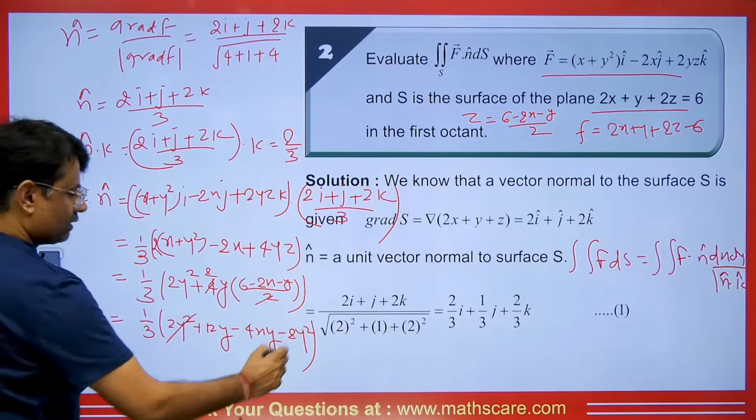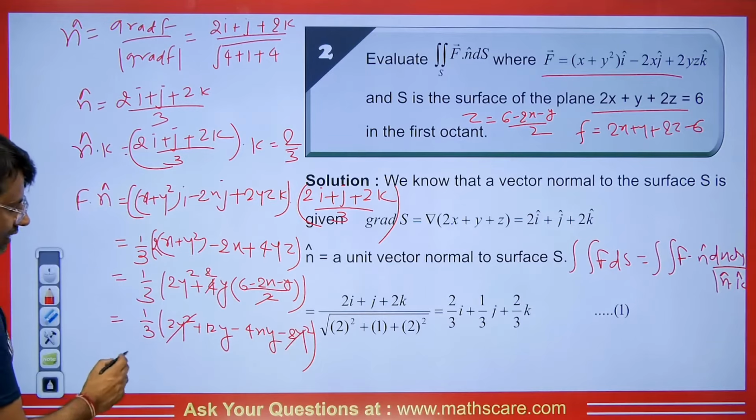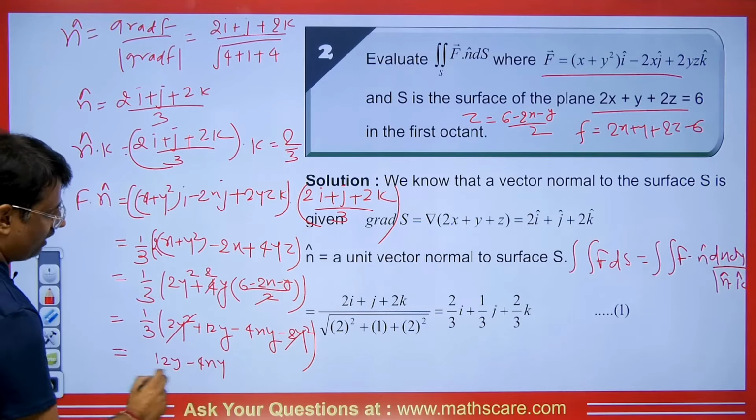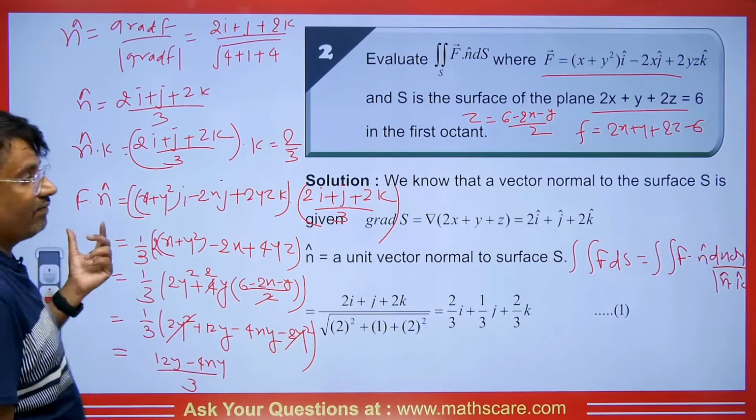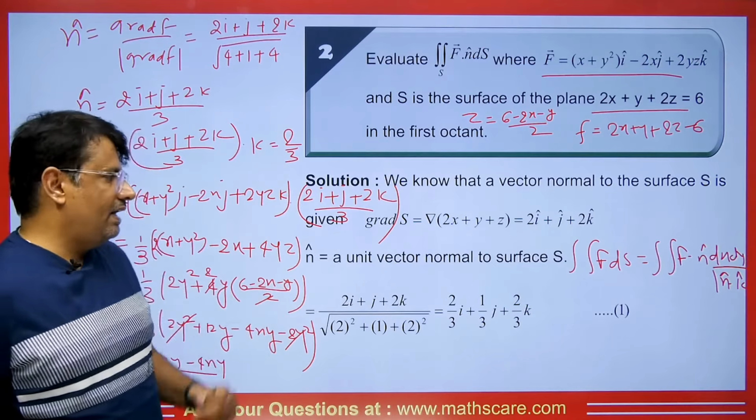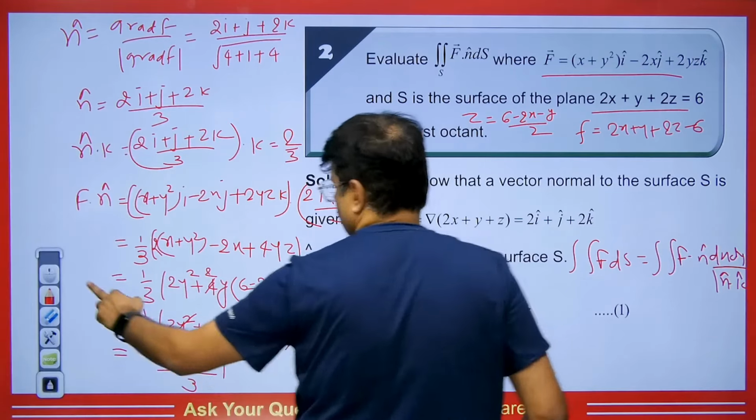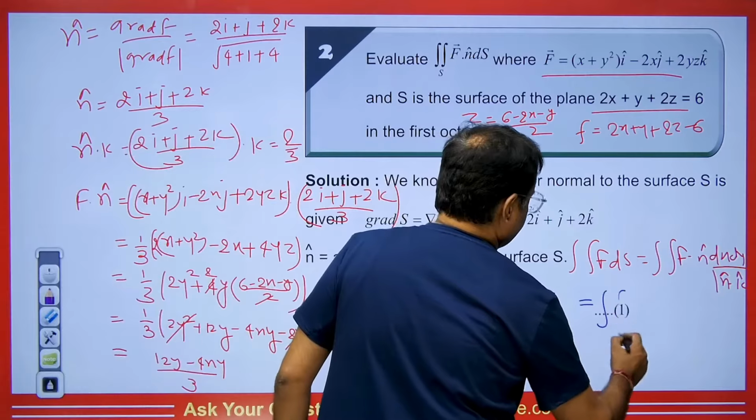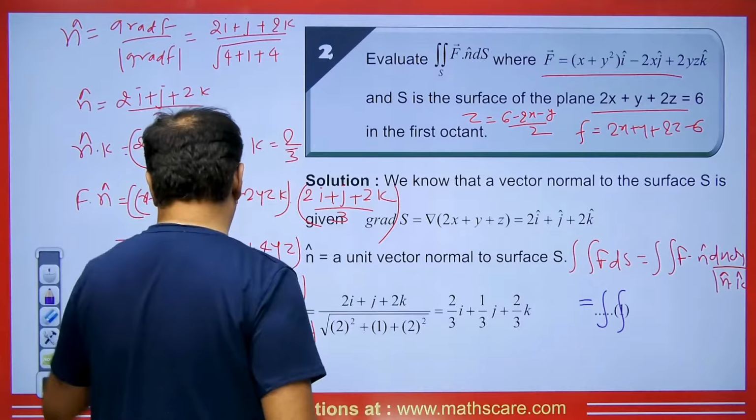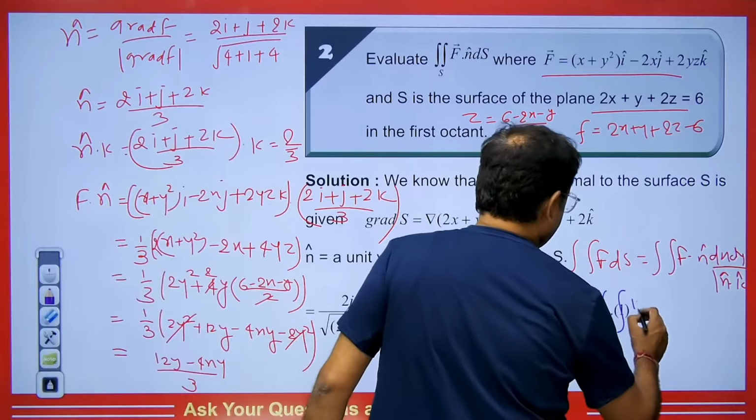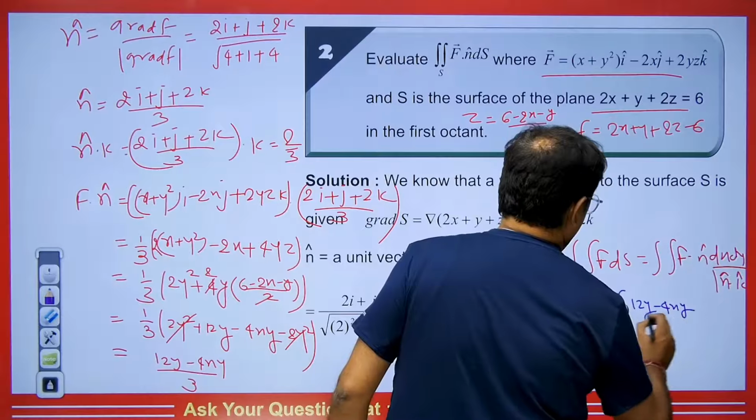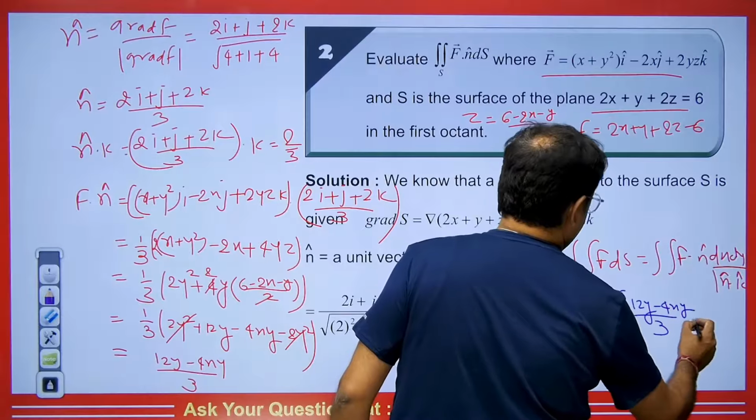This 2y square and this 2y square cancel. Then we will be left with (12y minus 4xy) upon 3. This is the value of f dot n cap. We will take this and put this value here. I'll change the color a bit so that you can understand it better. So put the value here, double integration of f dot n cap. The value will be 12y minus 4xy upon 3, and next is n cap.